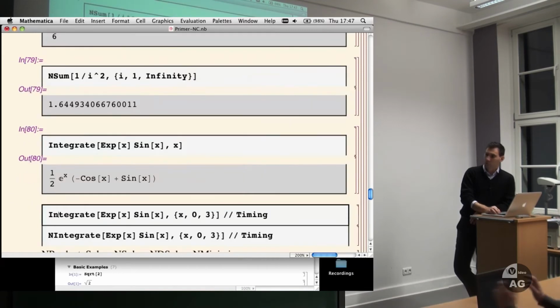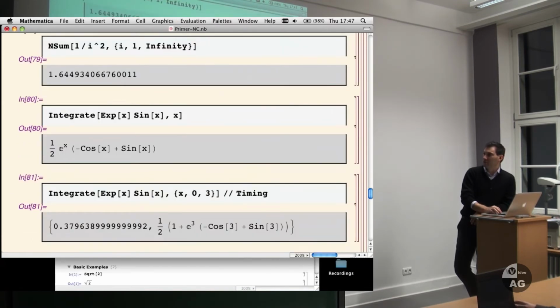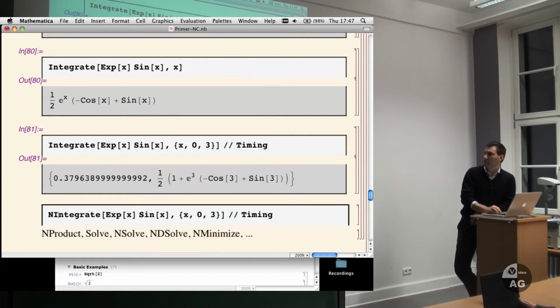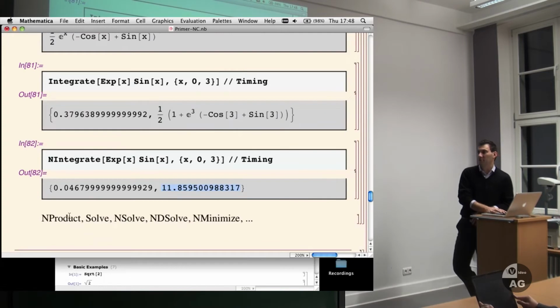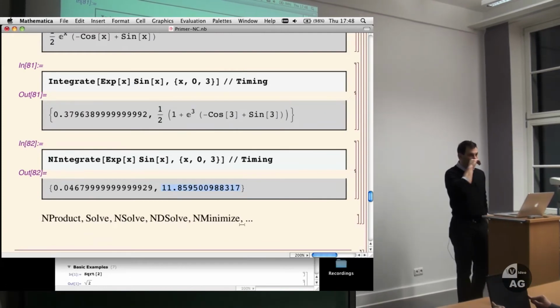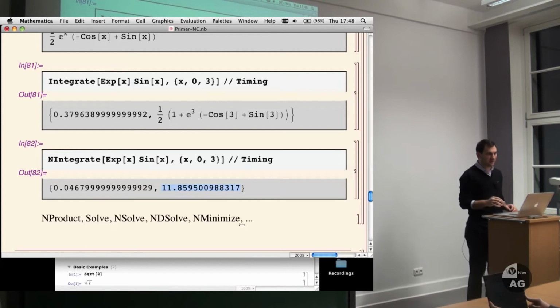You can compute primitives, indefinite, definite primitives, all that you want, but you can compute the actual value. So this number here is the same as this one here, or at least 11.8 is an approximation to that expression. You see the difference in timings. Of course, this is exact, and this is a numerical integration. And so on and so forth. So here I just list other members of the N-star family of functions.